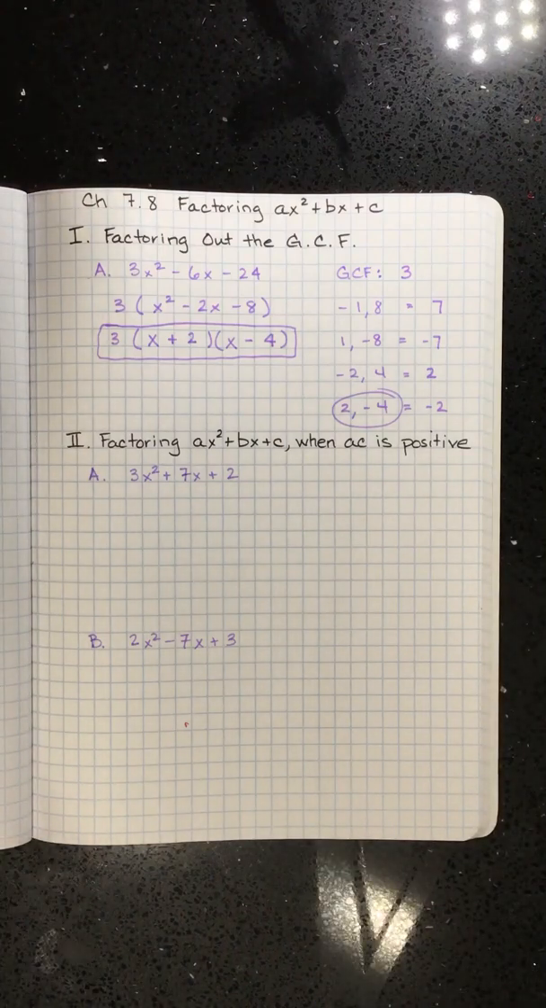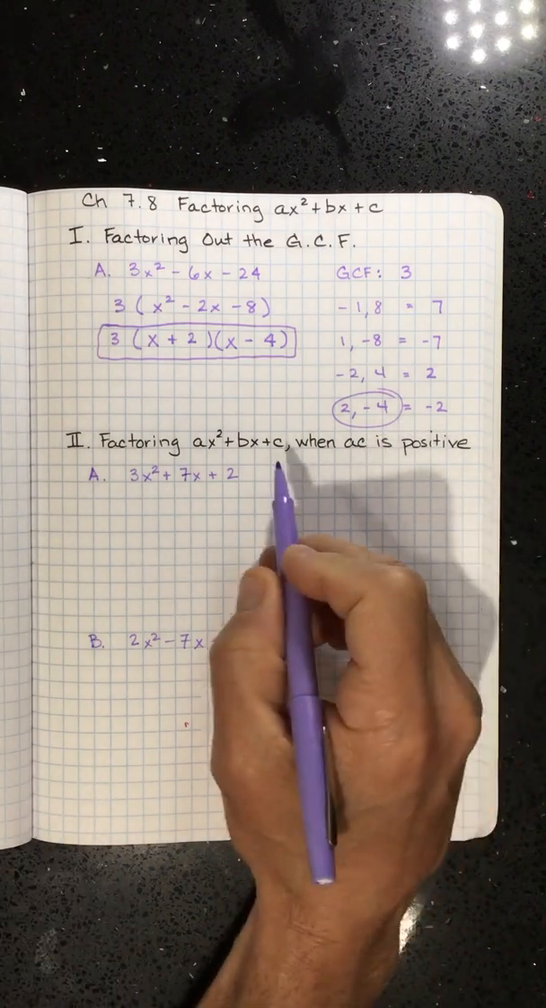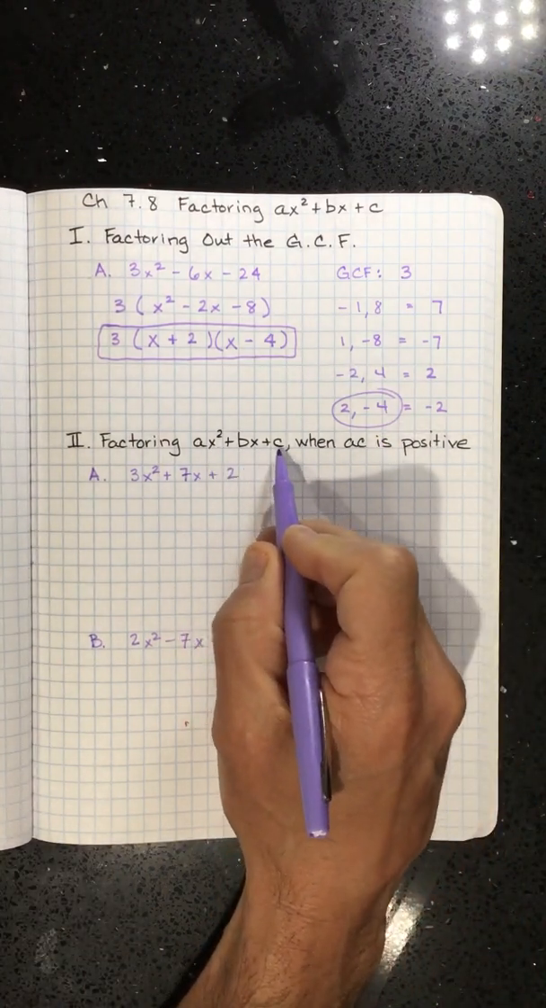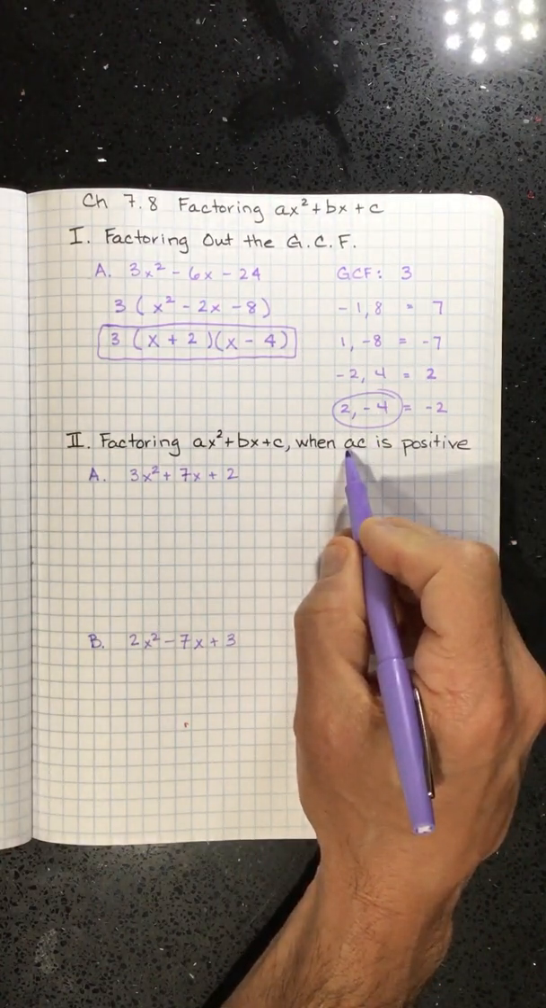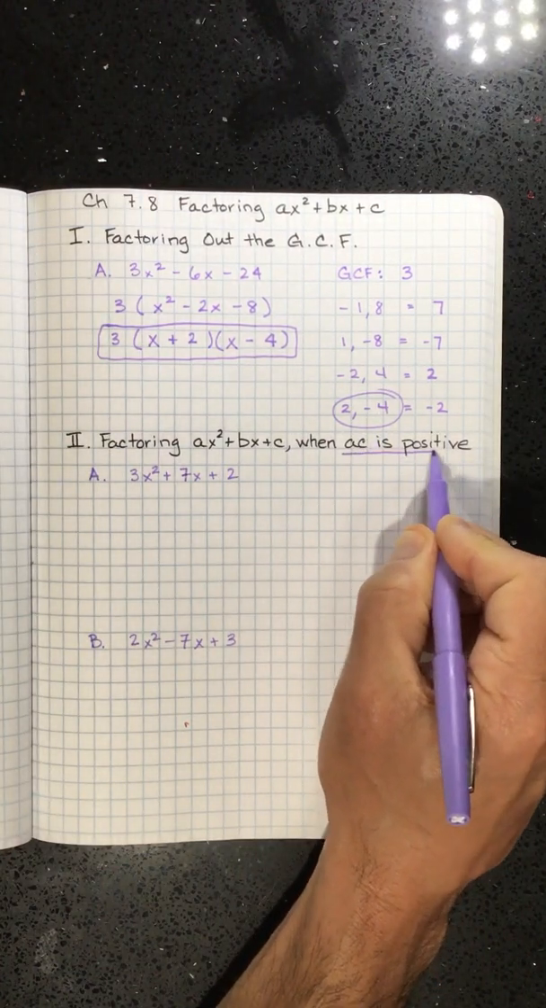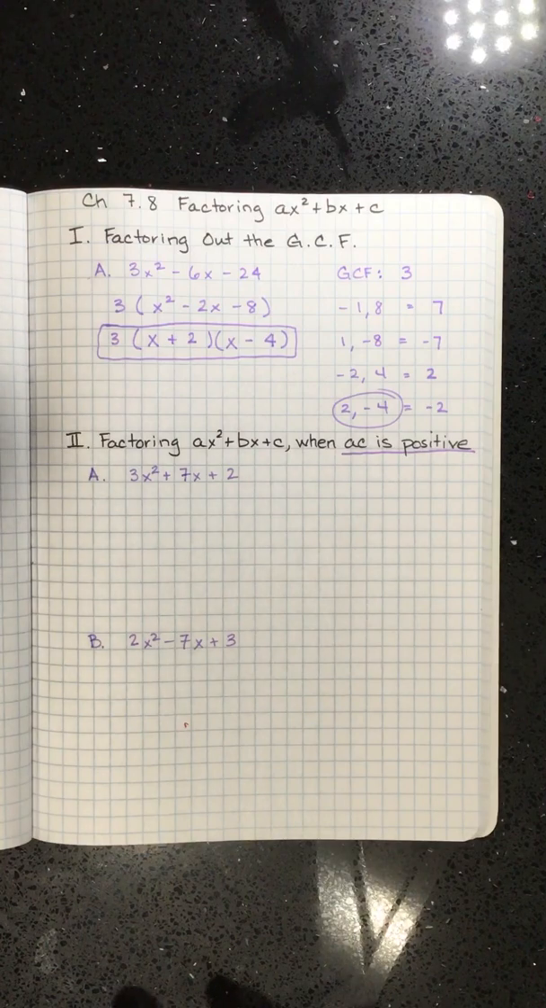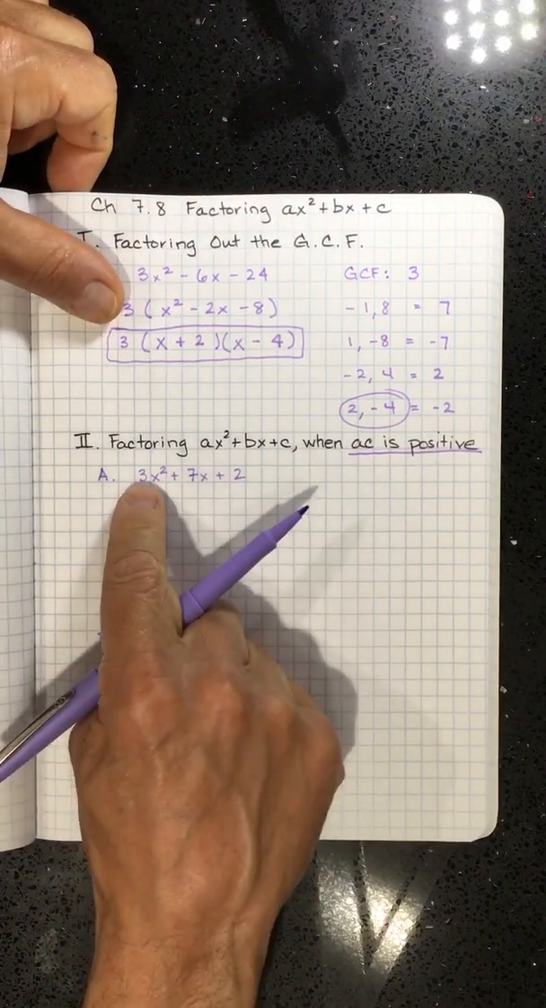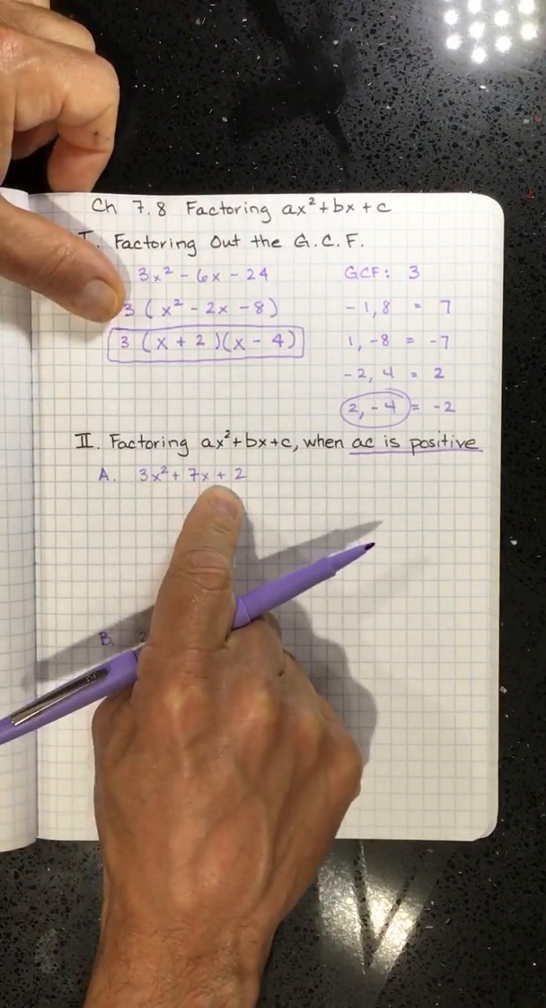Hi there, Algebra. This is part 2 of Chapter 7, Section 8. This is when we're factoring ax squared plus bx plus c when the product of a and c is positive, okay? So in example 1, we have 3x squared plus 7x plus 2.